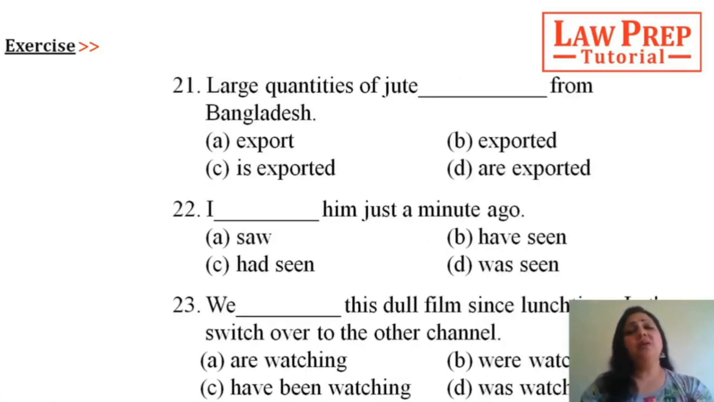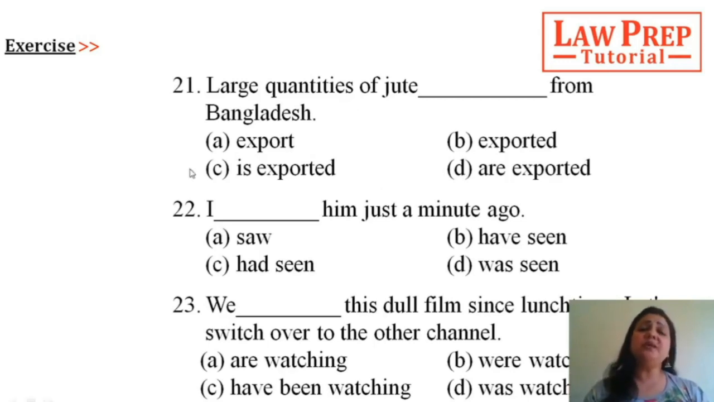Next question. You know, we are midway through our questions. We have a long list of questions to be done, and I hope you are getting all the questions right and you're enjoying doing this grammar. Large quantities of jute dash from Bangladesh. Now this is large quantities of jute is exported or are exported, since it's a quantity, and when we talk of distance, weight, height or amount, we use a singular verb.